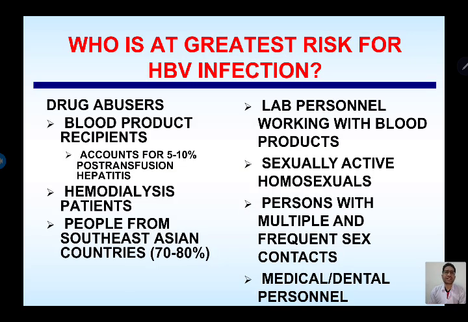Who is at the greatest risk for hepatitis B virus? Drug abusers, and blood product recipients account for 5 to 10%. Post-transfusion hepatitis, hemodialysis patients, people from Southeast Asian countries, lab personnel working with blood products, sexually active homosexual persons with multiple and frequent sex contacts, and medical and dental procedure personnel.